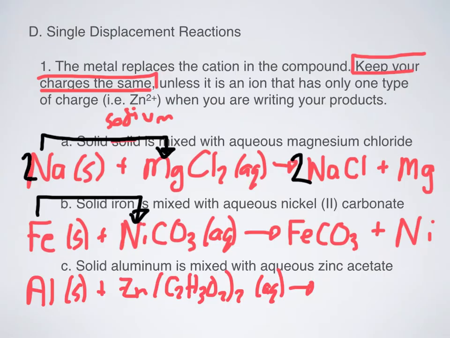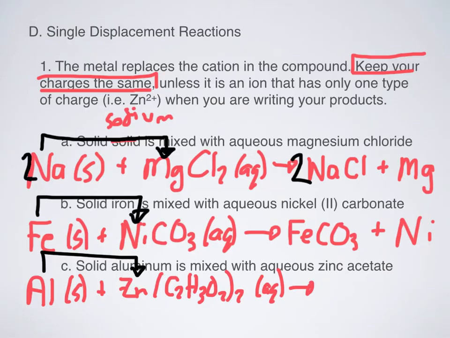Okay, so what am I doing? Again, aluminum and zinc are replacing each other. Aluminum always has a +3 though, and zinc has a +2. So I can't really keep my charges the same there because my ions won't work out that way. I hope I have enough space. If I don't, I might need to clear the slide. So I would have aluminum acetate.